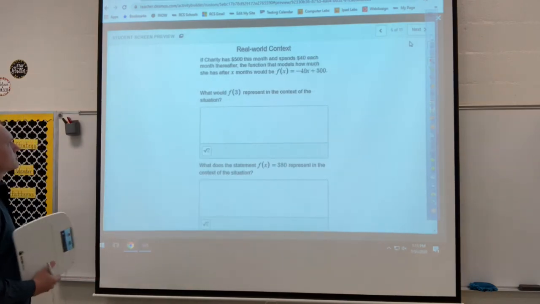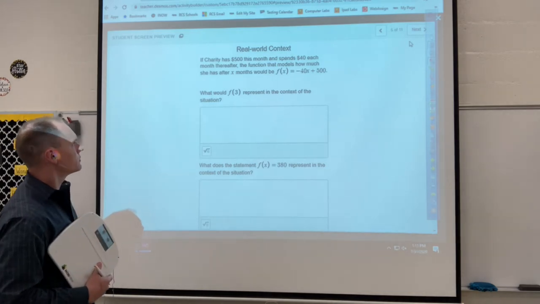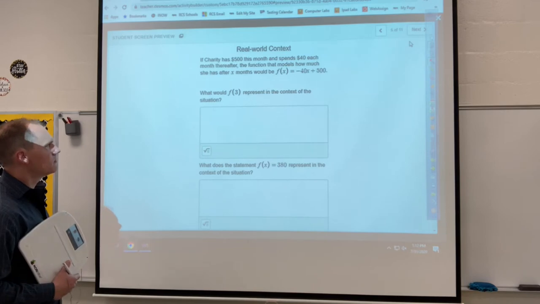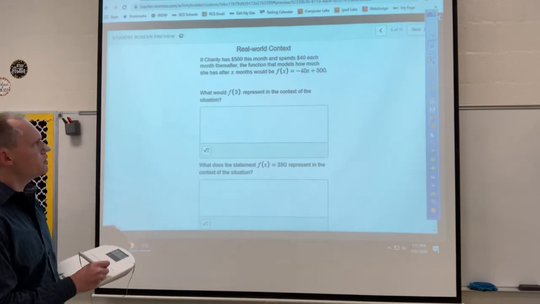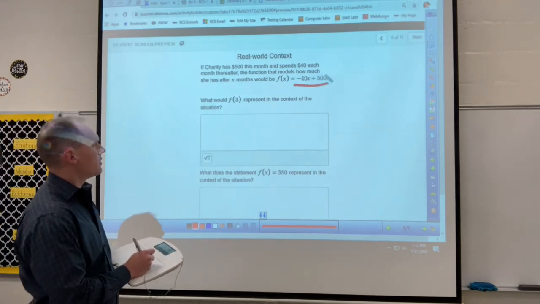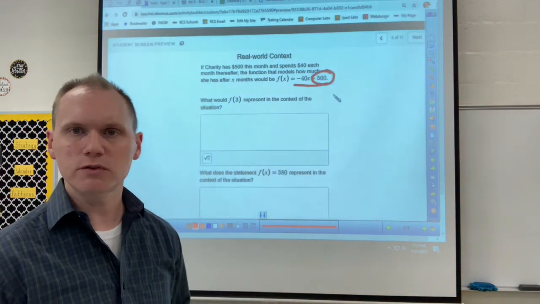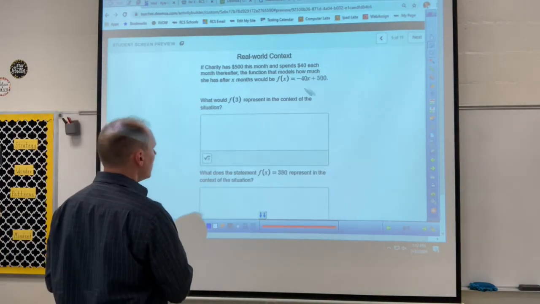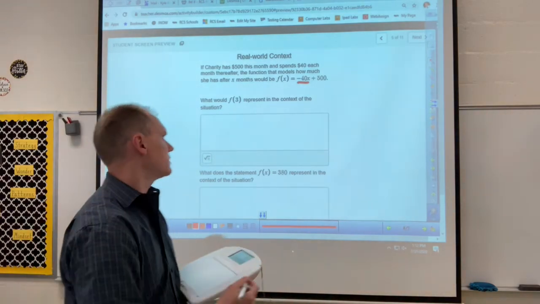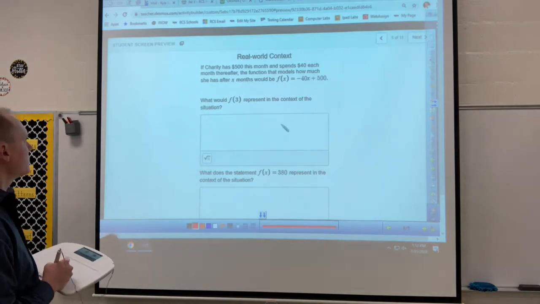All right, real world context. If Charity has $500 this month and spends $40 each month thereafter, the function that models how much she has after x months would be this. And hopefully you notice why it's set up this way. 500 is the starting value, or that constant number that doesn't change regardless of how many months we go on. And then we're losing 40 for each additional month that passes. And so hopefully you recognize why that's written that way.